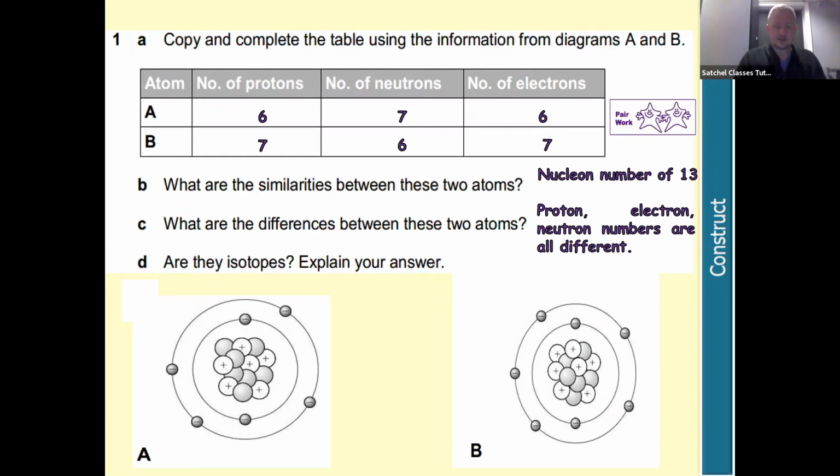Are they isotopes? Explain your answer. Well, we've already said that isotopes are atoms of the same element with different mass numbers. And we can work out if it's the same element by looking at the proton number. If the proton number is the same, the element is the same. In this case, atoms A and B have different proton numbers, so they are not the same element. As a result, they cannot be isotopes. So the answer here is no, because they have different proton numbers, so they are different elements.